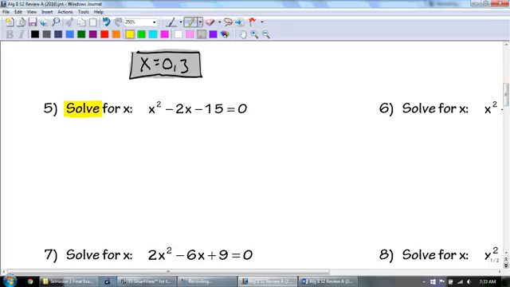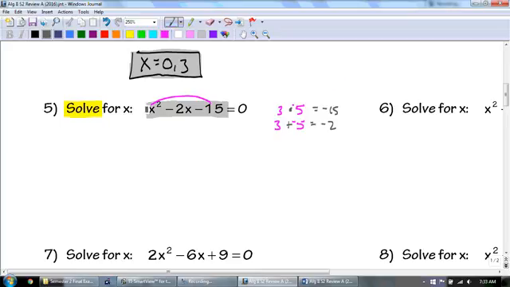All right, once again, it's asking us to solve. So I check to see if there's a GCF, and there's not. So then I need to factor. I'm looking for numbers that multiply to -15 and add to -2. And those numbers are 3 and 5. And it's going to be a -3.